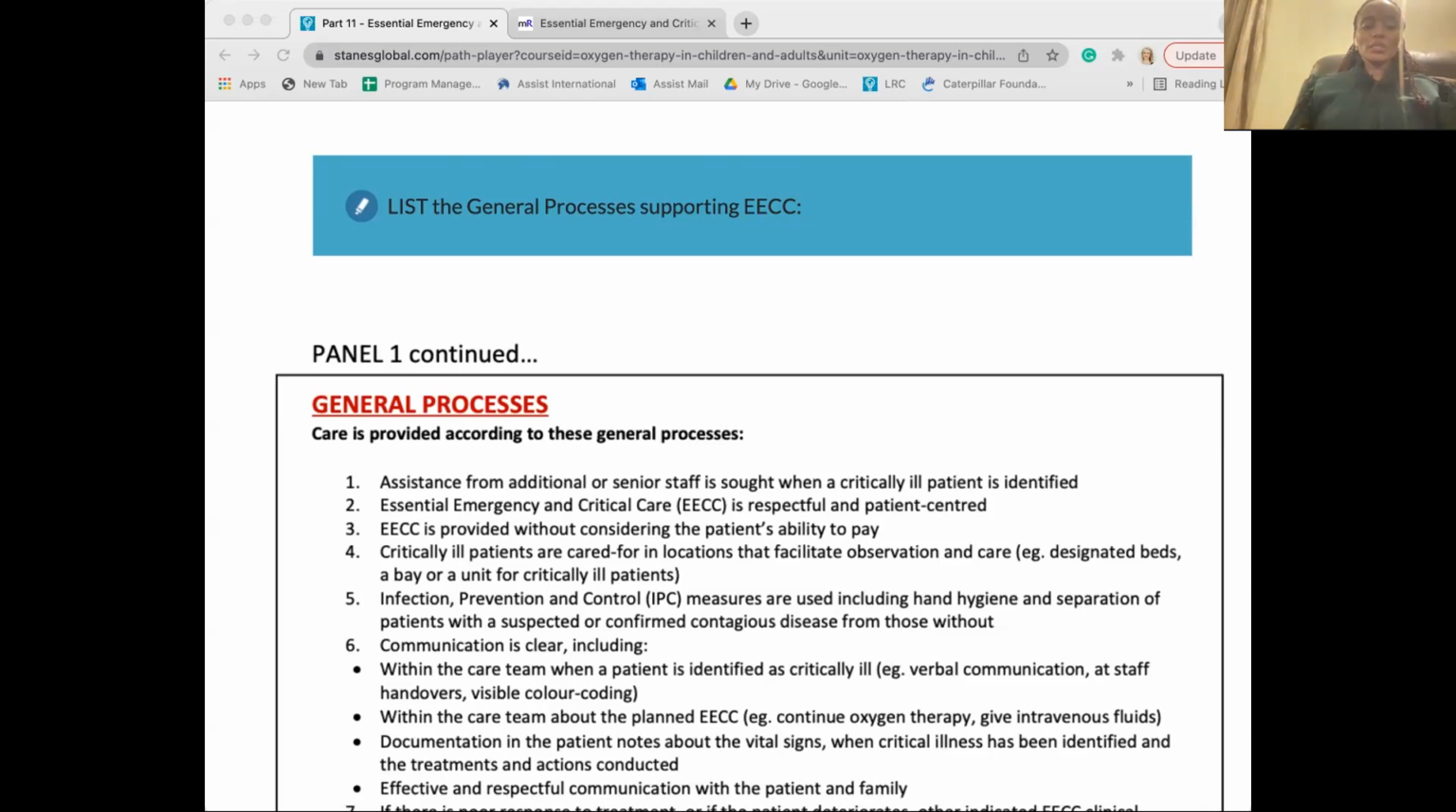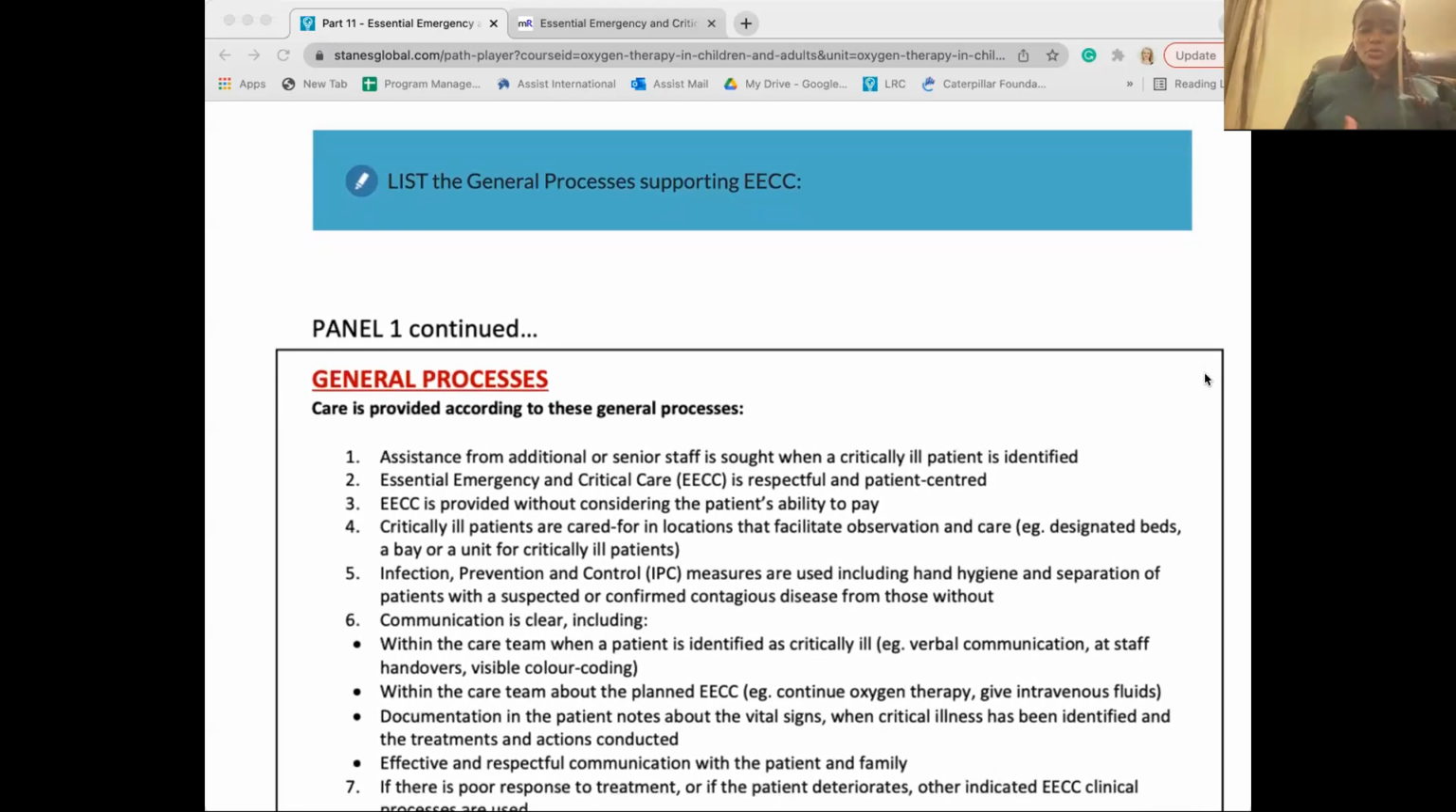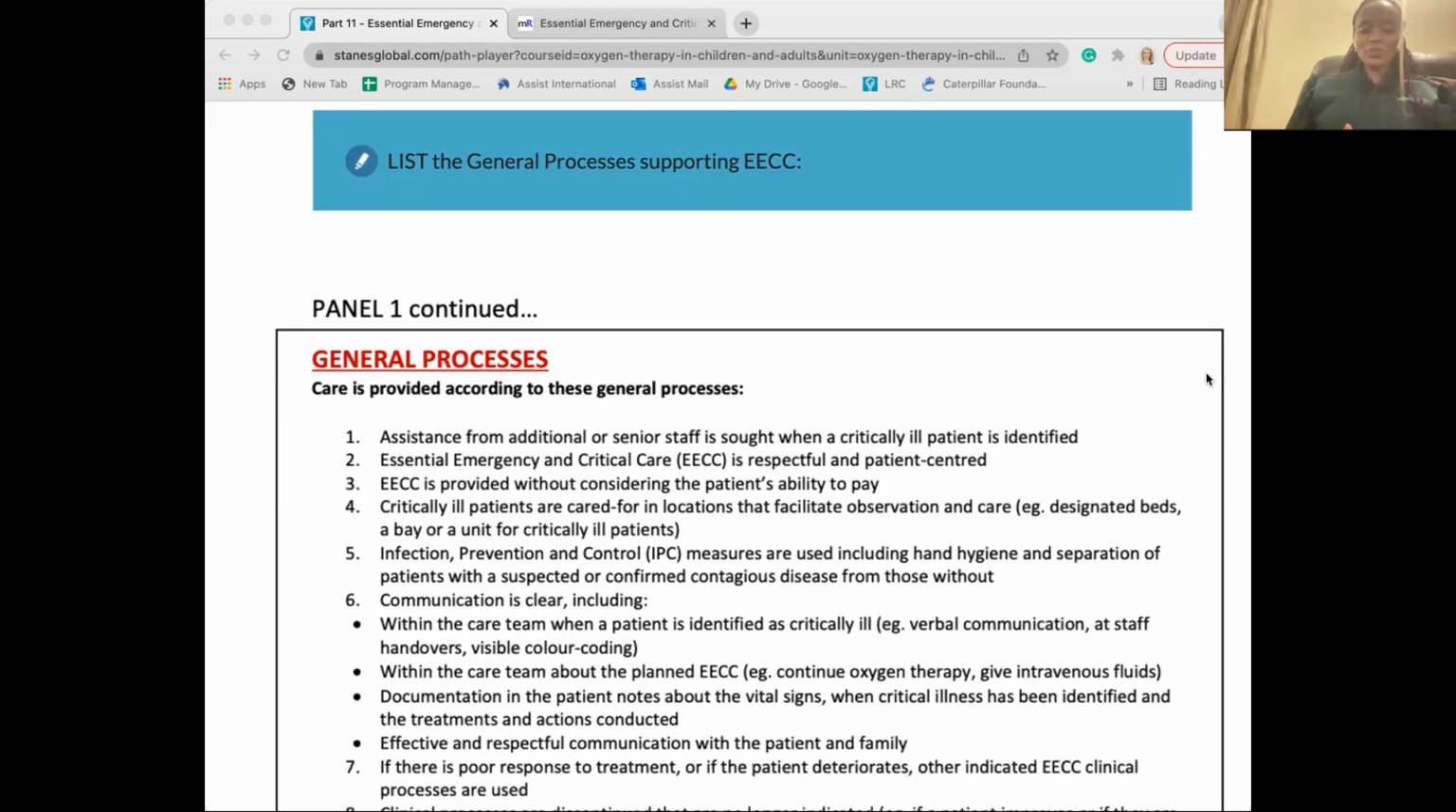EECC is provided without considering the patient's ability to pay. So you always have to provide care for a critical patient, even if they are not able to pay. What you need first is to save the patient, then sort out payments later. Documentation of notes. Have you documented well? Is there effective communication with the family? You have to keep informing the patient and the family on every step that you're making in a critical patient. So at least you keep them in the know.